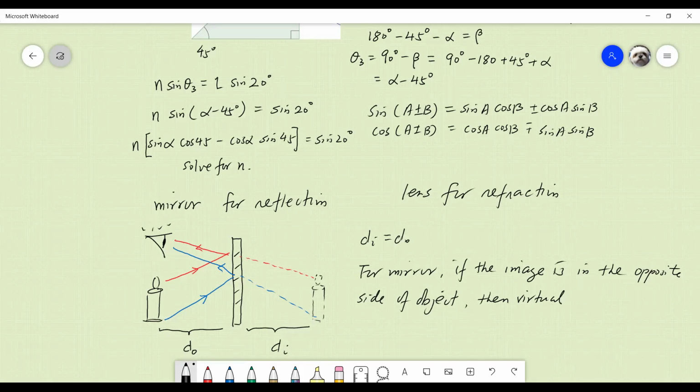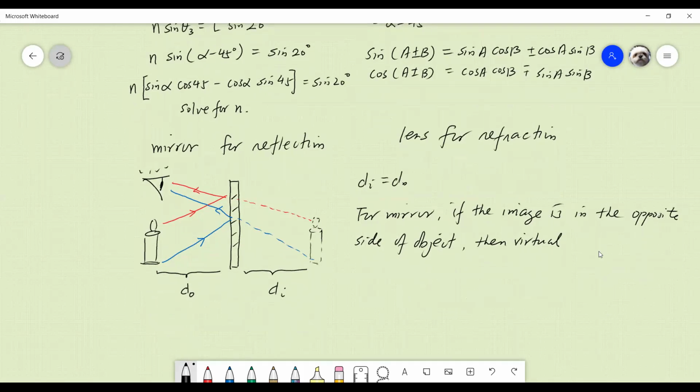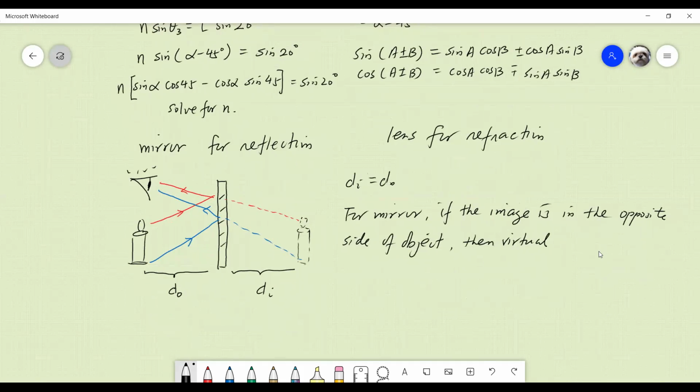Now, then I can tell that the image is virtual, and what else can I say about the image? When you describe the characteristics of the image, you need to tell me three things. Real or virtual? Now, obviously here it is virtual, right? Yes, it's virtual. And then you need to tell me the size, right?